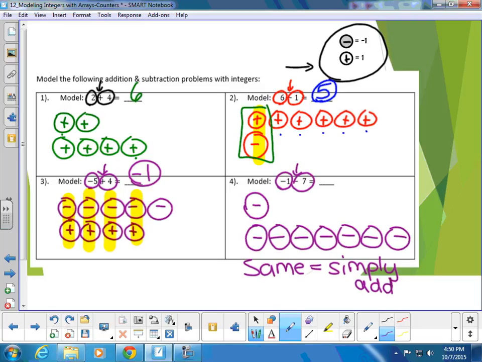And in this case, I'm just going to count 1, 2, 3, 4, 5, 6, 7, 8. I have a negative 8. Sorry, not a positive 8. My answer would be negative 8.